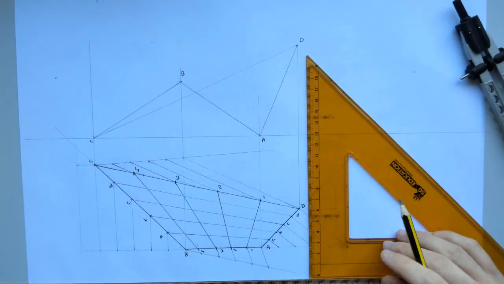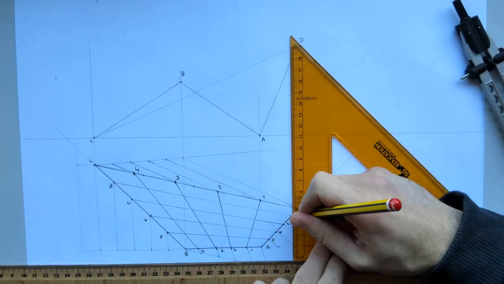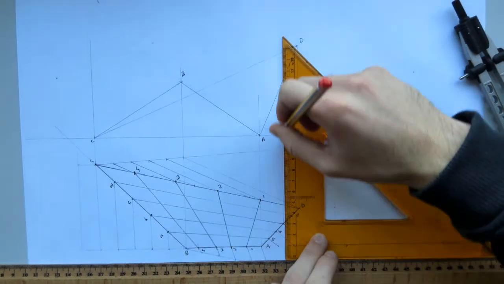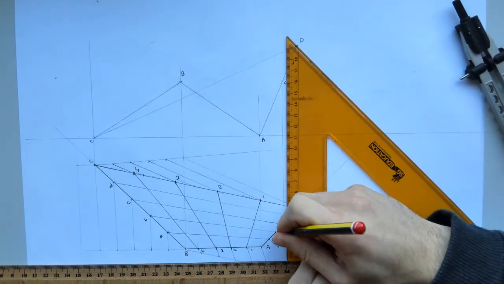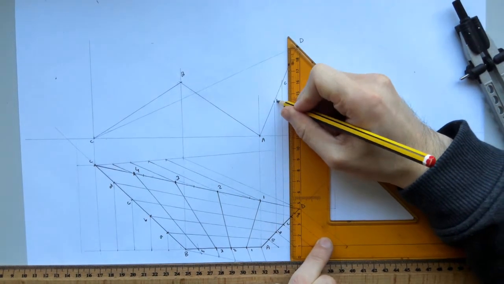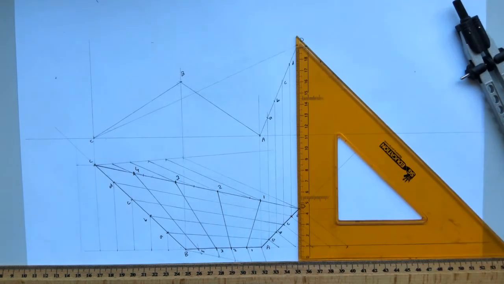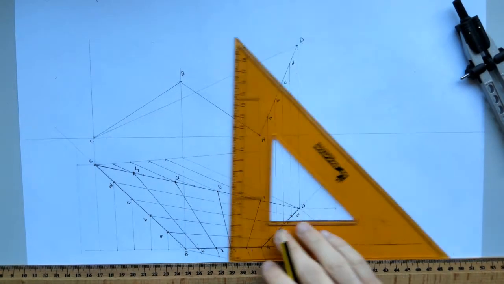So there's line AD there, and let's take D up there, C up, B, and finally A, and they're going to connect along line BC.